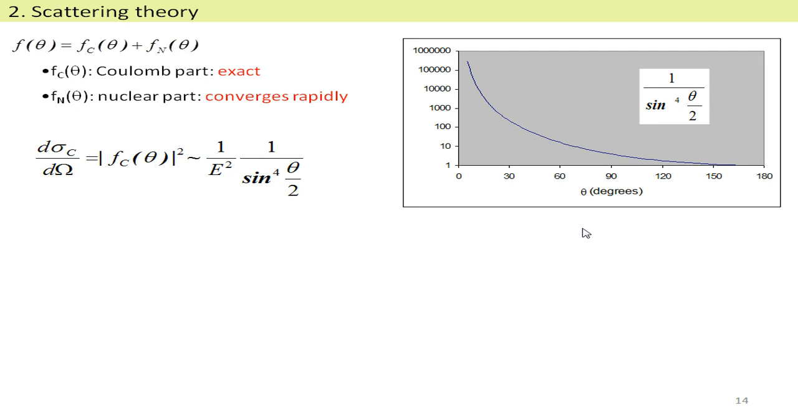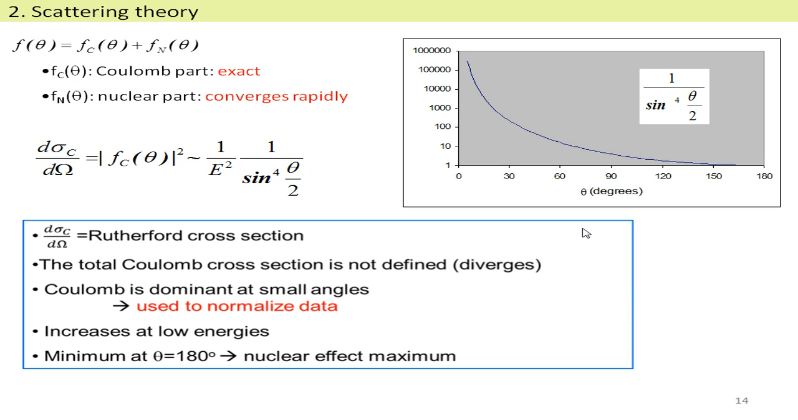So you have two parts in the scattering amplitude. One is the Coulomb part, which is analytically exact, and another one which is to be computed numerically but converges very fast. And the Coulomb part provides you with the Rutherford cross-section.